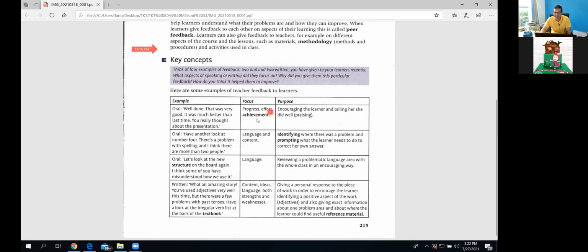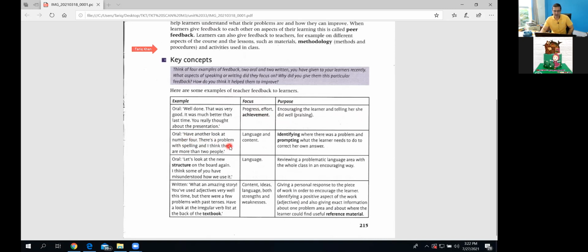The focus is progress, effort, achievement. You can express that some progress is there, some effort they have put in, or they have achieved something. The purpose is encouraging the learner and telling her she did well. Okay, this is also oral.